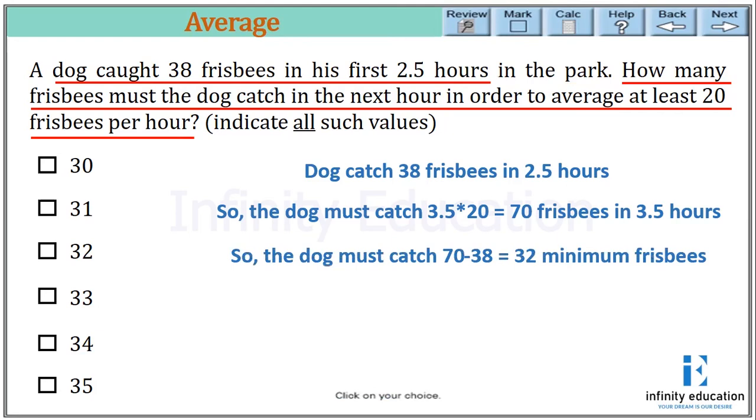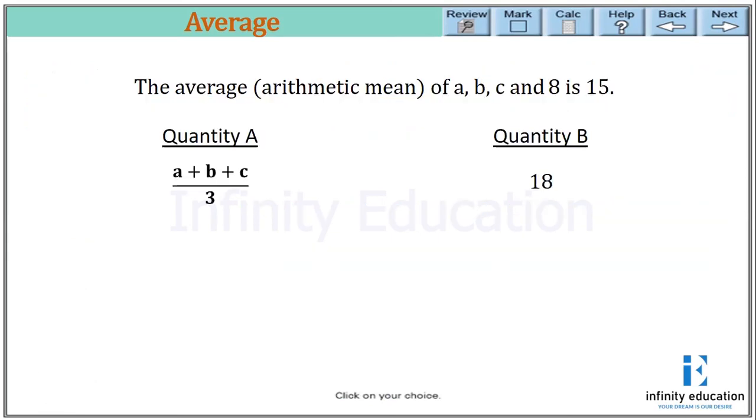As the dog has already caught 38 frisbees, the dog must catch 70 minus 38, that is a minimum of 32 frisbees. So the answer should be C, D, E, and F. Now you can see this is an all-that-apply question, so more than one can be answered to the question. I hope the question is clear. Now let's see one more example.